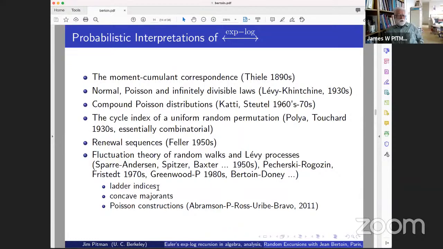Key ideas around here are ladder indices, concave majorants, and various Poisson constructions, for which I refer you to some work that I did with Josh Abramson, Nathan Ross, and Geronimo Uribe Bravo around 2010-11. We wrote a series of, I think, 4 papers with various aspects of Poisson constructions. I'm coming back to this to try to get some wisdom of hindsight about what's making things work, and with increased respect for how much knowledge there is already in Euler 1755.